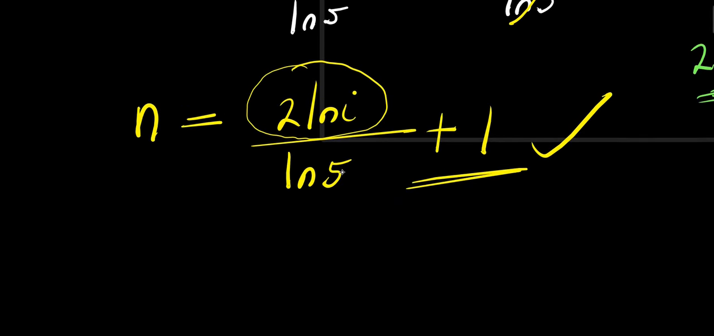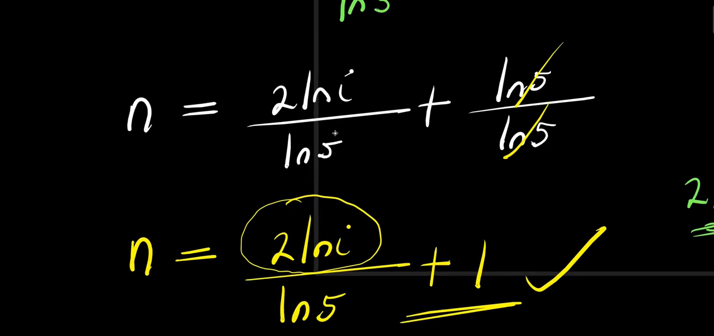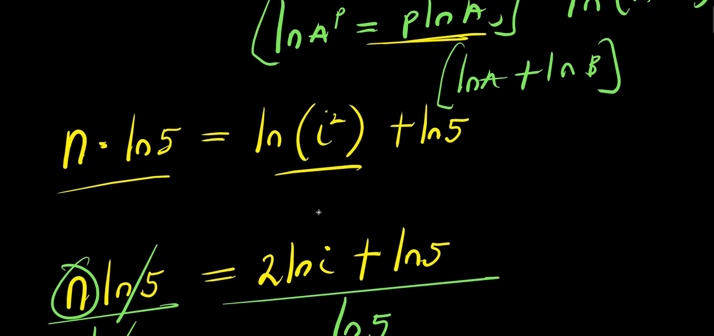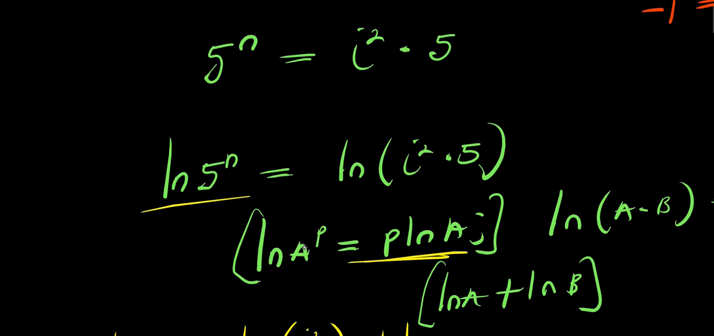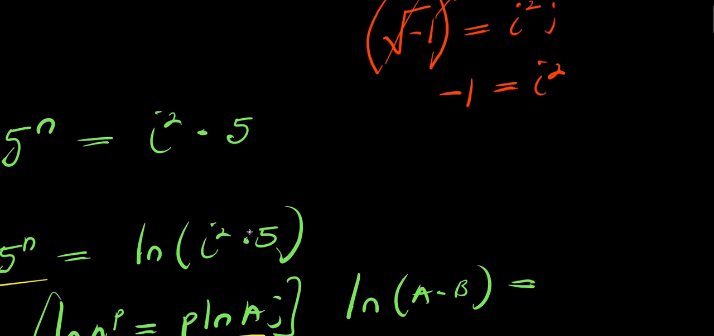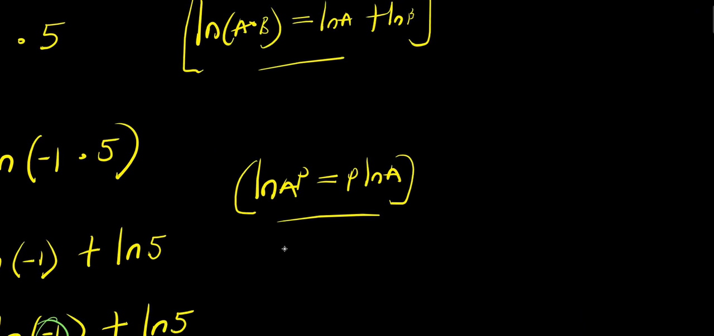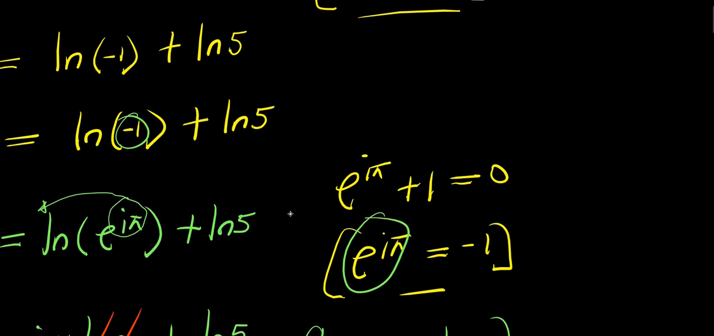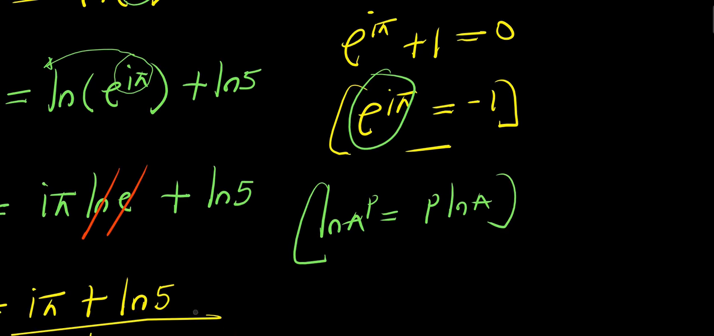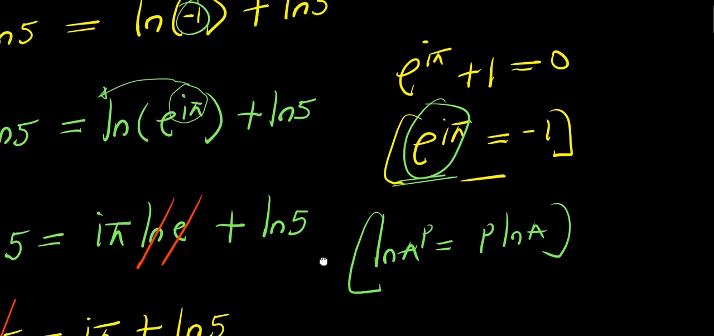Depending on the method you want to use, if you want to use square root of negative 1 equals I, or you want to use this one, negative 1 equals I power 2, or you want to use this one, e power I times pi equals negative 1. So anyone, that is it.